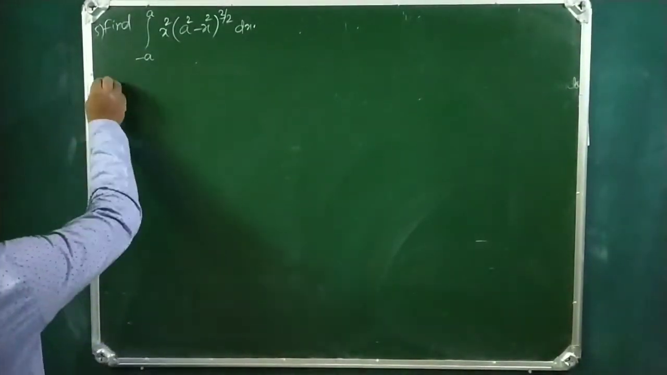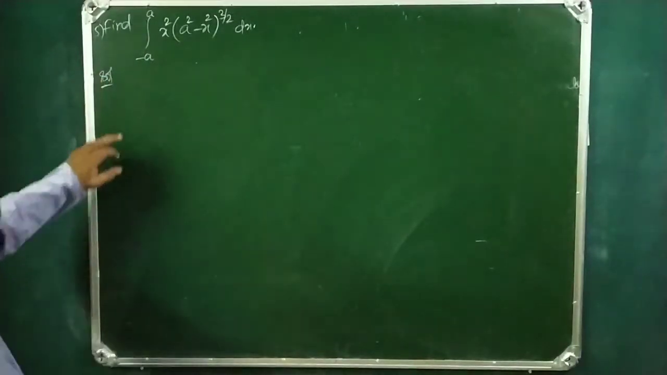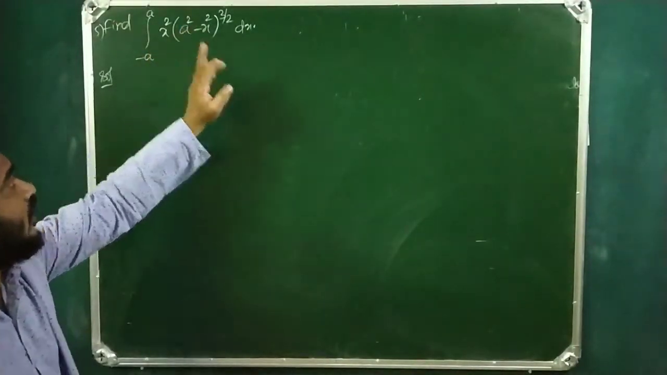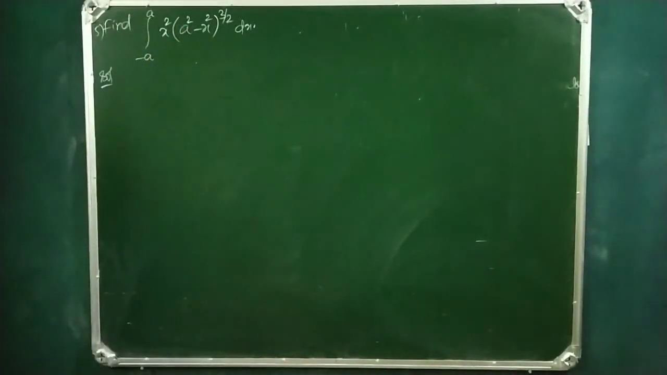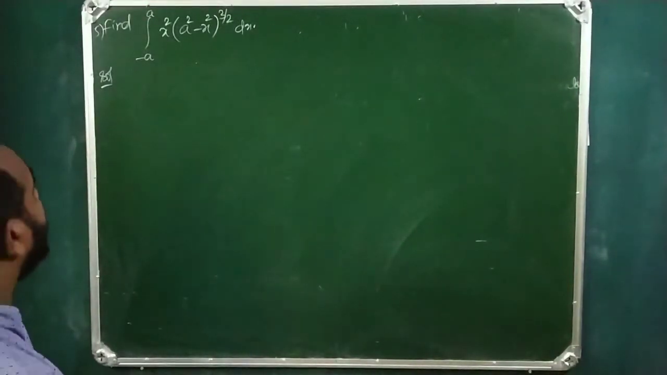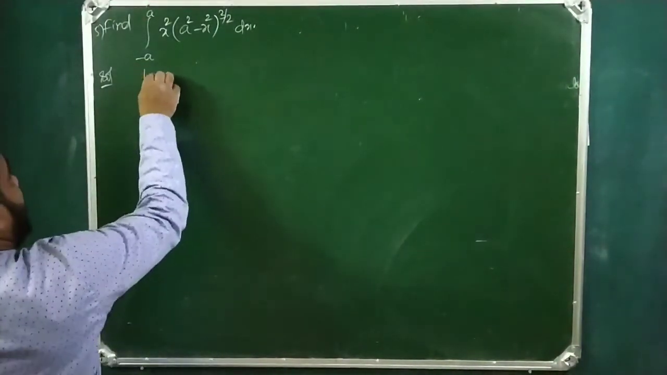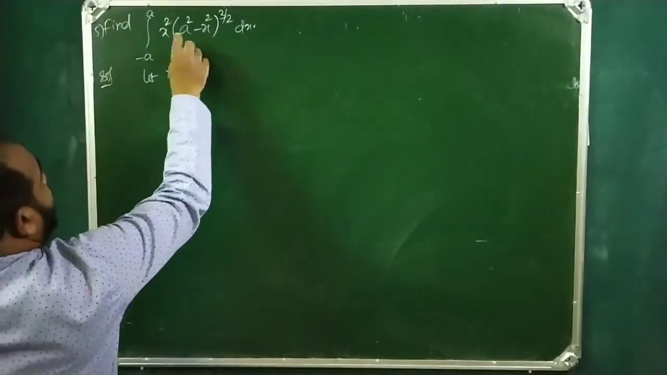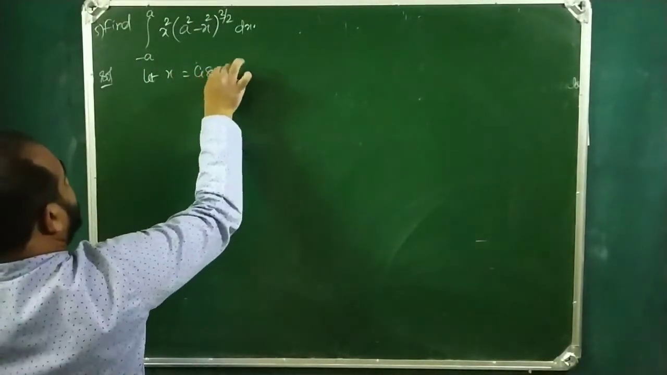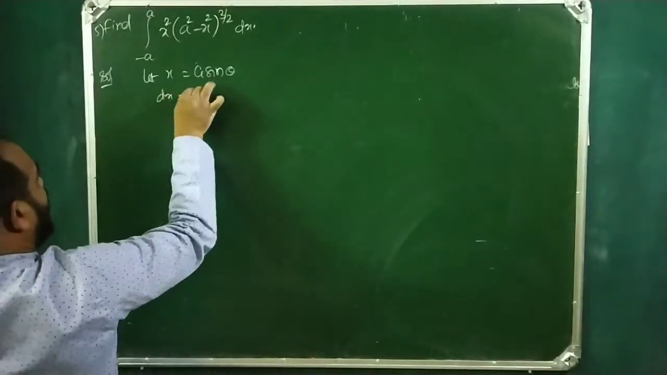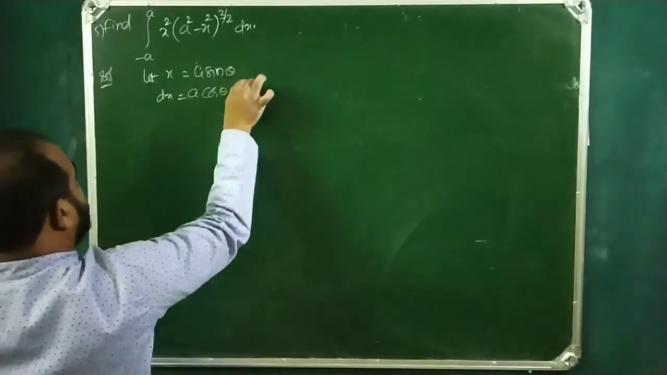So the next question, minus a to a integral x square into a square minus x square by 2x whole power 3 by 2 dx. Very first and foremost, let x is equals to, I'll take a sin theta, dx is a cos theta d theta. Change the limits.